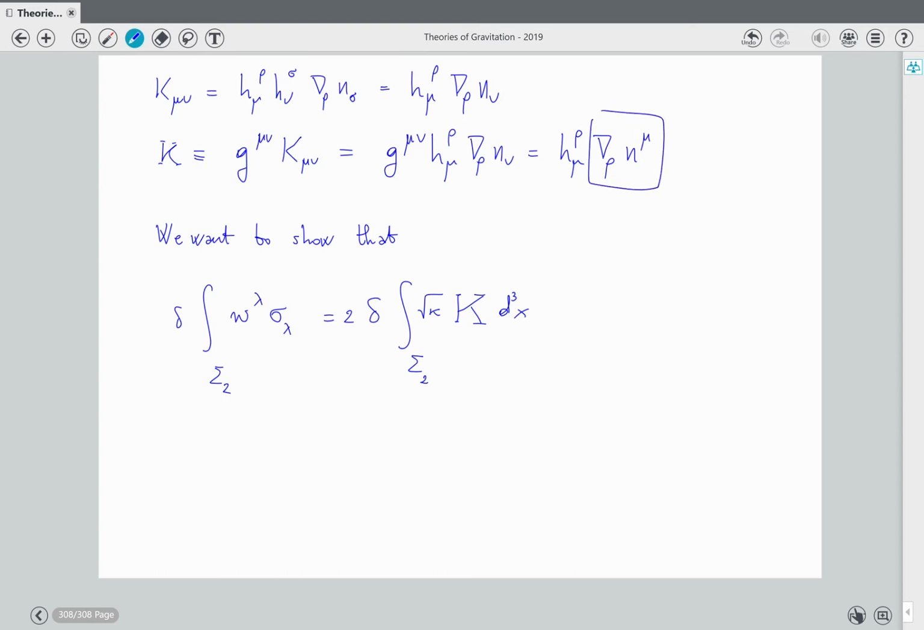So it's this object. You remember that H is a projector on the submanifold, H with one lower index and one higher index. And this is covariant, which means that here you have to imagine that you make a diffeomorphism, but the surface will stay the same. The surface is fixed. You make a diffeomorphism, changing the metric on the surface.